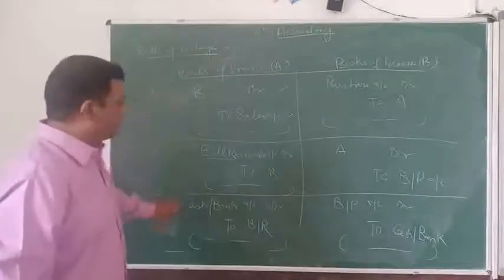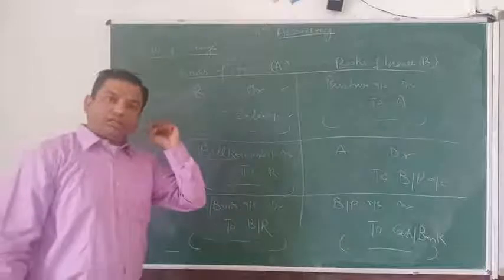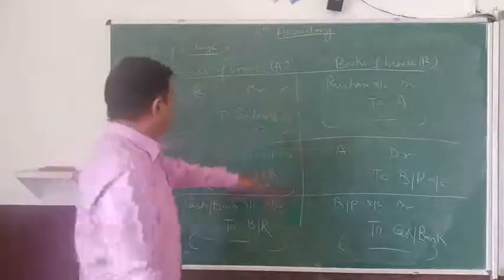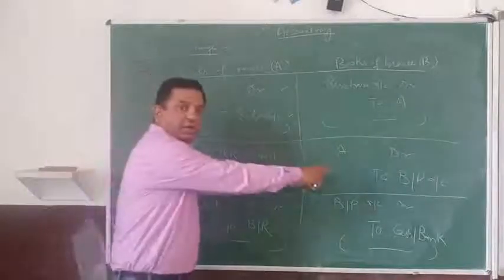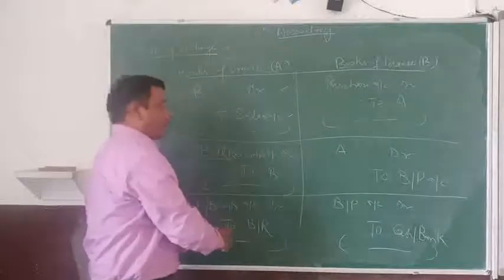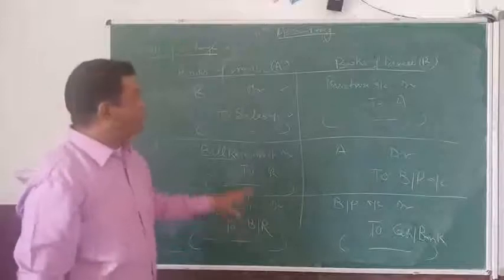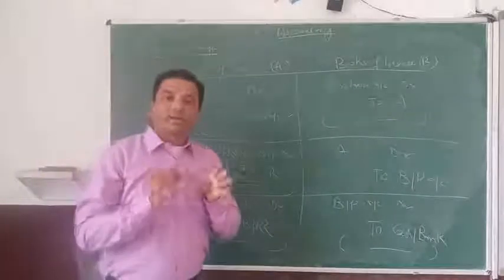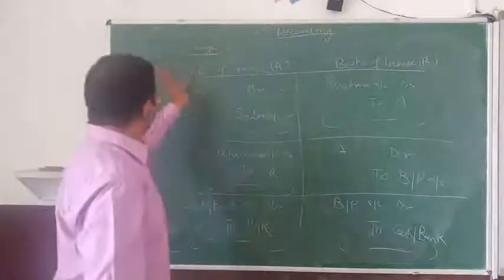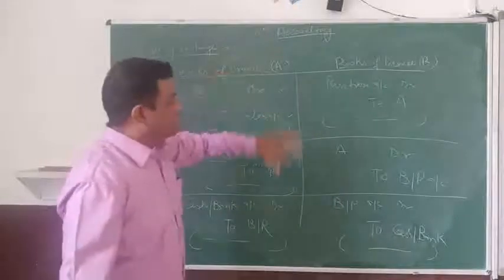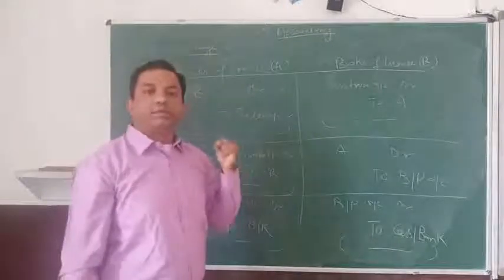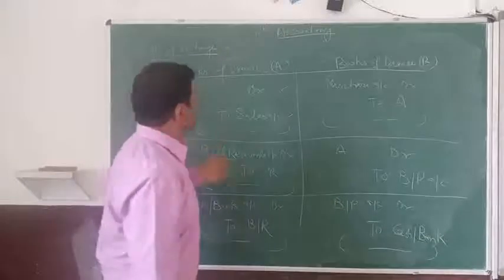These three entries will be there in the case where the goods are sold, goods are purchased, the bill is drawn, the bill is accepted, and on due date, the bill is paid by the drawee and received by the drawer. This is the very first case where the bill is drawn and on due date it is being paid by the drawee. Okay.